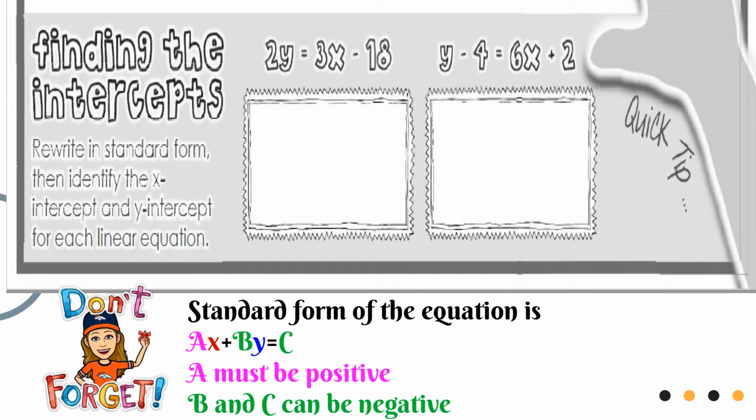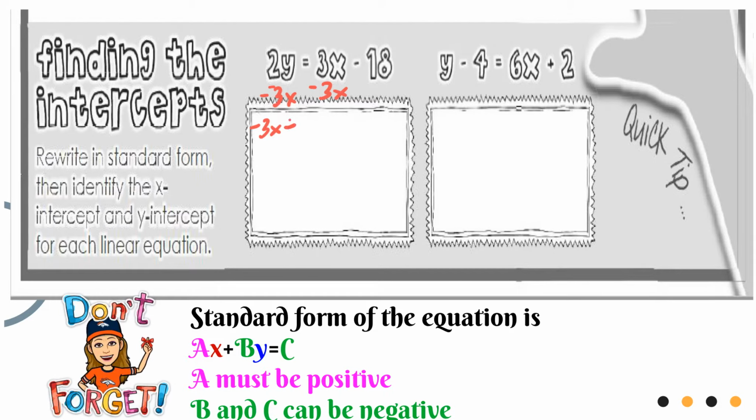So here's a question. Find the intercepts. Rewrite in standard form, then identify the x-intercept and y-intercept for each linear equation. So we need to rewrite this in standard form. I'm going to subtract 3x from both sides. I get negative 3x plus 2y is equal to negative 18. Then I'm going to divide everything by -1 so I can get my coefficient of x to be positive. So I'm left with 3x minus 2y is equal to positive 18.